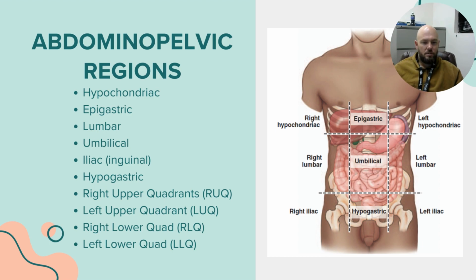But typically, what you'll see is the abdominal pelvic regions broken down into right and left upper quadrant and right and left lower quadrant. So just broken down into four. You see that more often when you're looking at charting or textbooks or anatomy, is just right and left upper and right and left lower. And that's just basically broken down into four even parts.